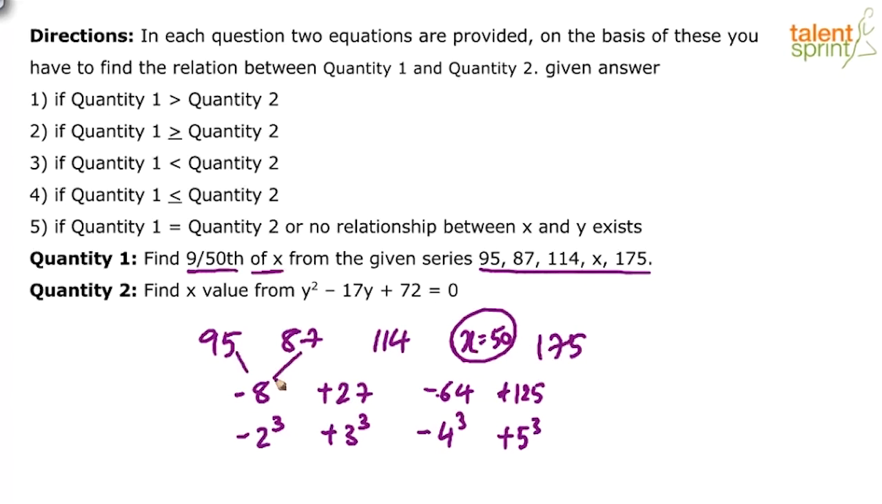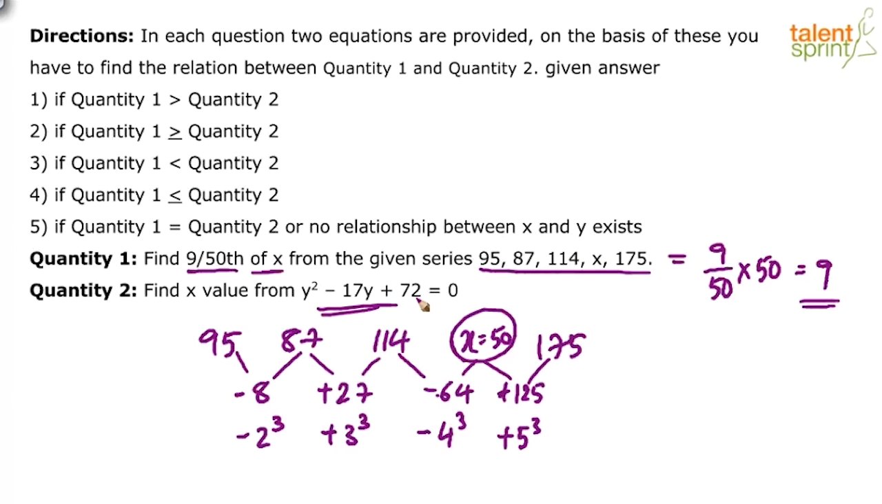Are you able to follow? This is what is happening here. 95 minus 8, 87 plus 27, 114 minus 64, and 50 plus 125. So x is 50, but he says quantity 1 is 9/50th of x. So quantity 1 will be equal to 9/50 into x, which is 50 itself. So it will be equal to 9. Quantity 1 is 9. Now find out quantity 2 and compare.